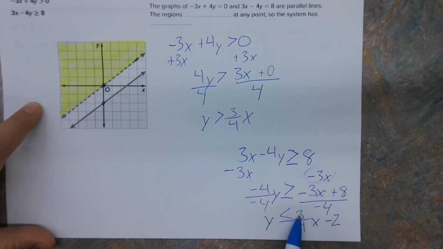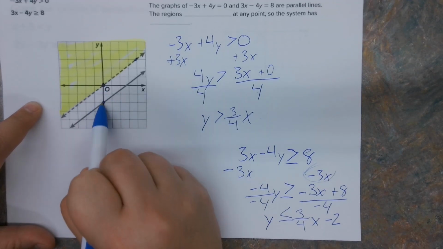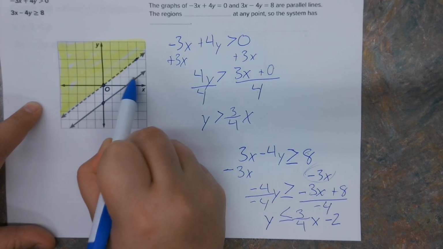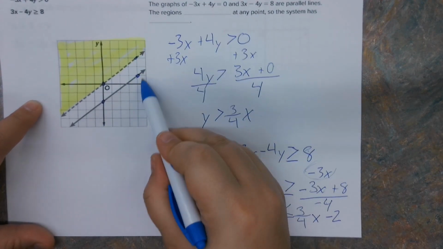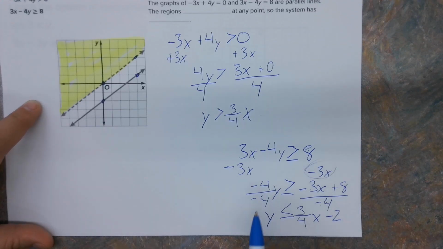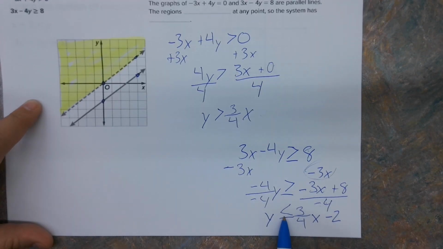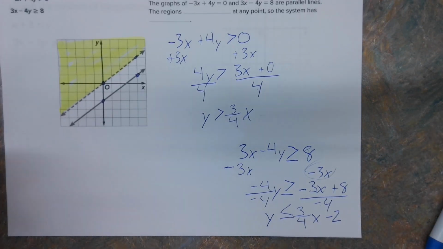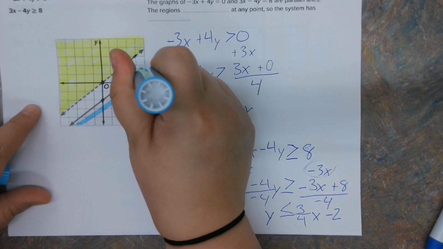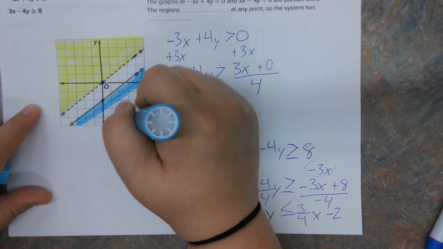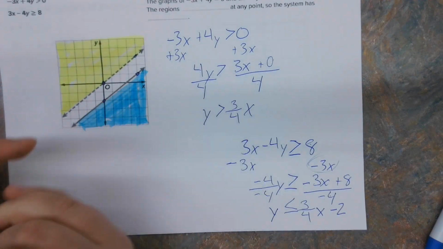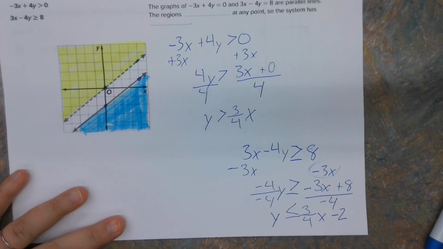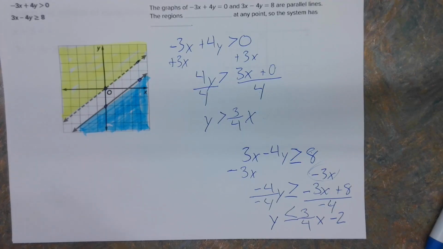My slope is 3 over 4, so I'm going to go up 3 to the right 4. 1, 2, 3, 1, 2, 3, 4. Here I go, right there. It has is equal to, so it's a solid line. Y is less than or equal to, so therefore I'm going to shade underneath the line. Underneath the line.